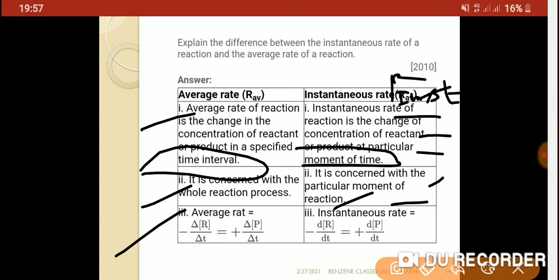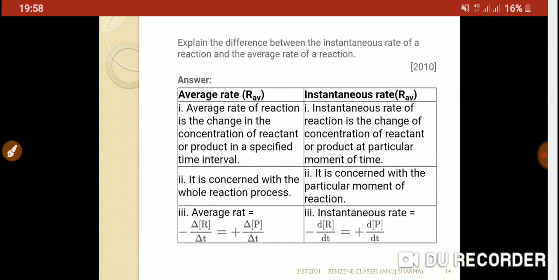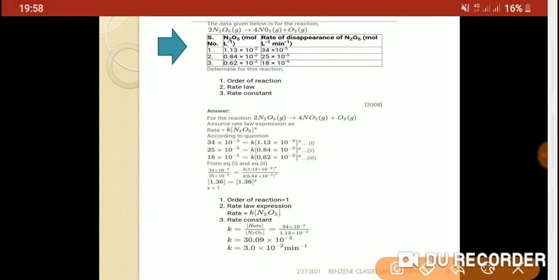So the formula of the average rate of the reaction is equal to minus delta R upon delta t, equal to plus delta P upon delta t, and the instantaneous rate is equal to minus dR upon dt, equal to plus dP upon dt. Guys, there is a trick to identify between the average rate and instantaneous rate. In the average rate you put delta, and in the instantaneous rate you put only d.